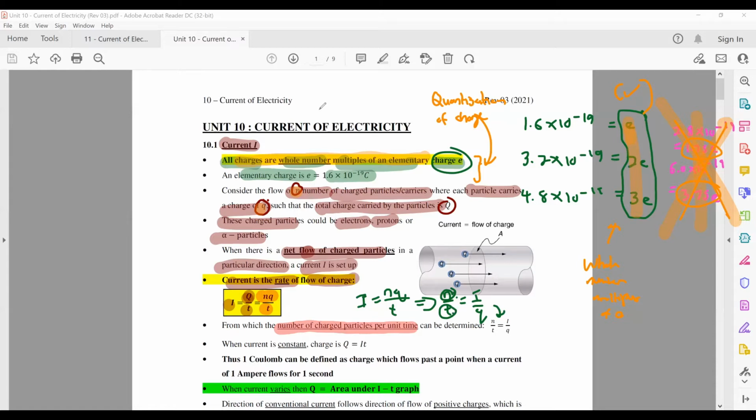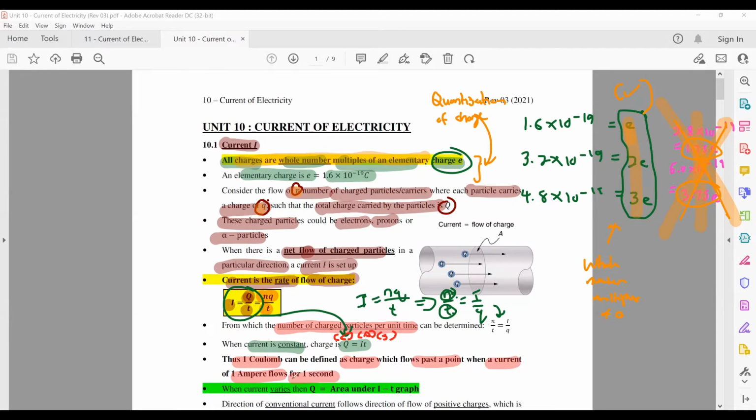Now, if your current is constant, charge Q is It. If you want to find out the amount of charge, provided the current is constant, Q is It. It's from here that you can define your coulomb. Charge is measured in coulomb, current is measured in ampere, and time is measured in second. You could say that 1 coulomb is the charge that flows past a point when a current of 1 ampere flows for 1 second.